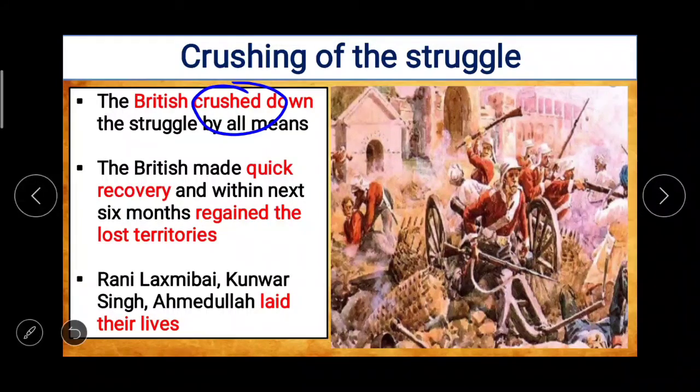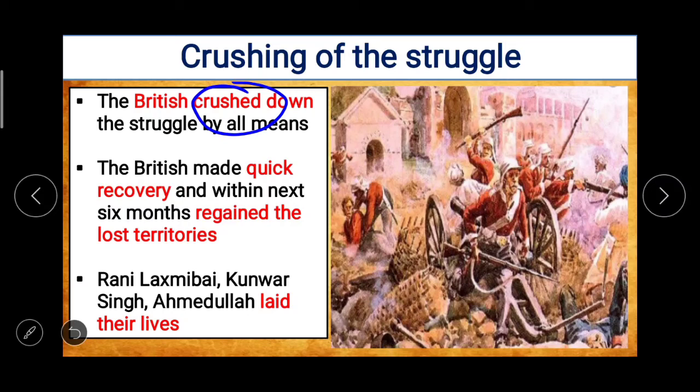The British made a quick recovery and within the next 6 months regained the lost territories. In this, Rani Lakshmi Bai, Kunwar Singh, Ahmadullah lost their lives.